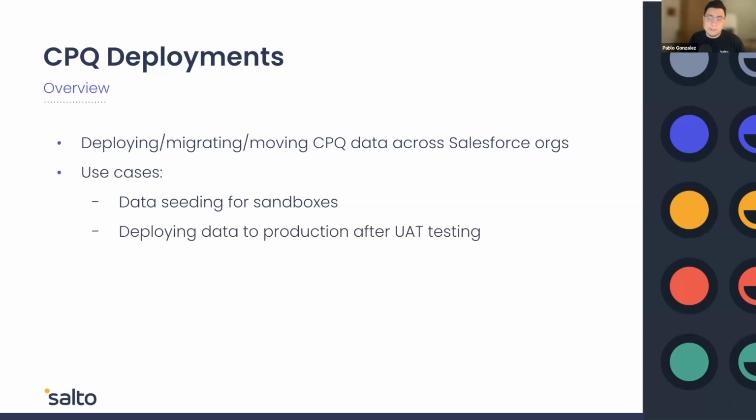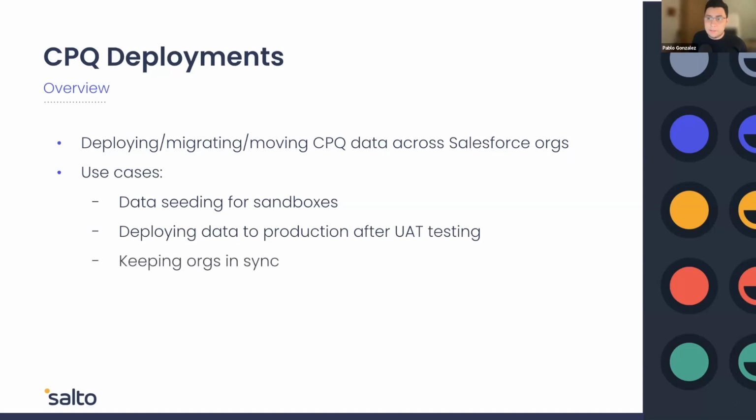You may have that data in a UAT sandbox where you're preparing for a CPQ go live, and eventually you need to figure out a way of moving that data from UAT to production, right? So how do you do that? It's the answer that we're looking for.